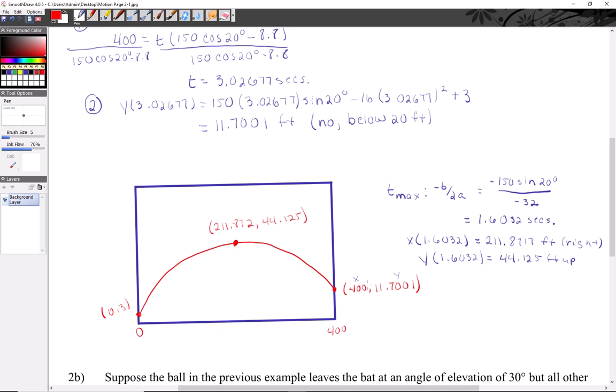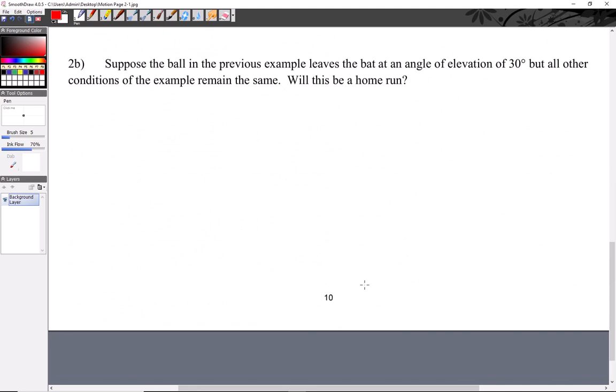So here's what I want you to do. Go to 2B, and it says, suppose the ball in the previous example leaves the bat, and they change the angle of elevation, but all other conditions of the example remain the same. Will this be a home run? What I'd like you to do is to go ahead and pause this, work it out in your packet, get a calculator, see if you can't match up to what I get. So pause this tape and then come back.